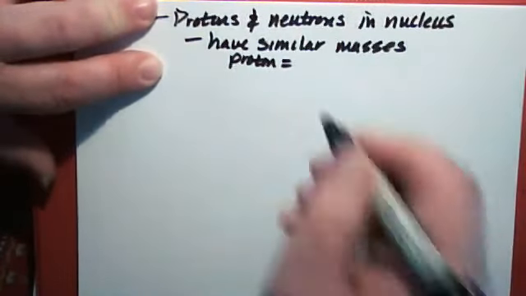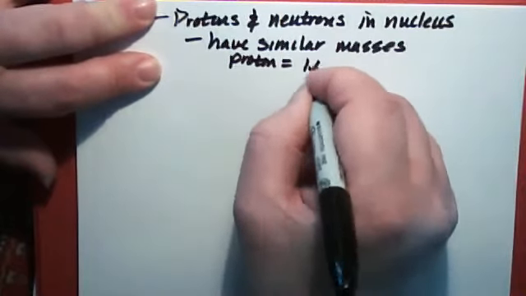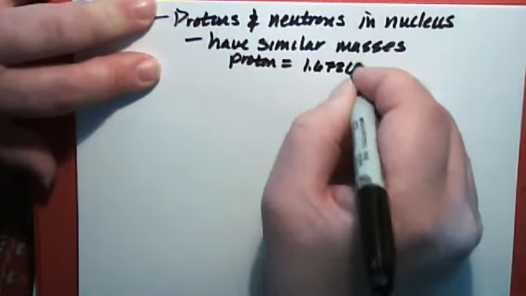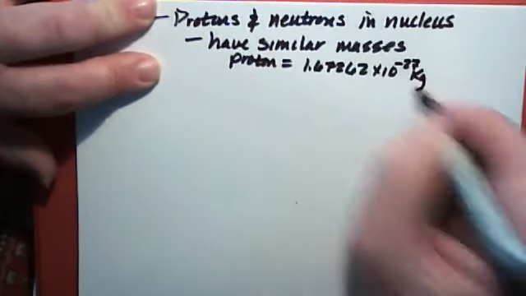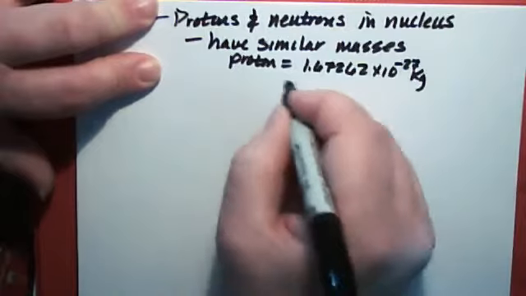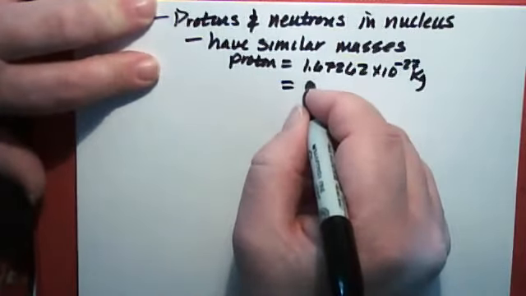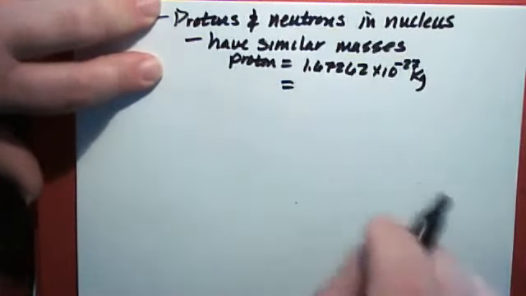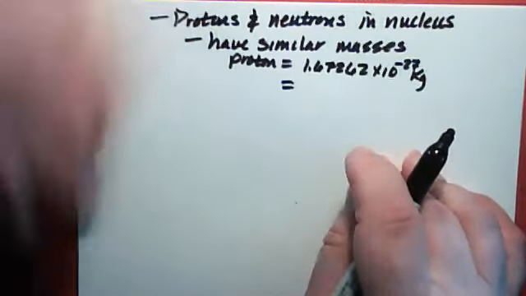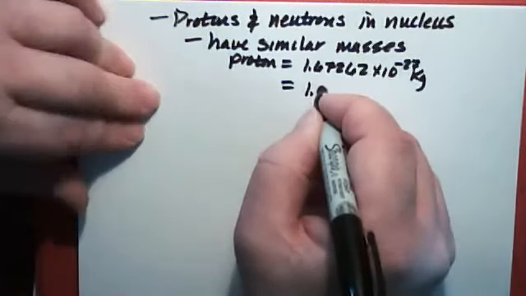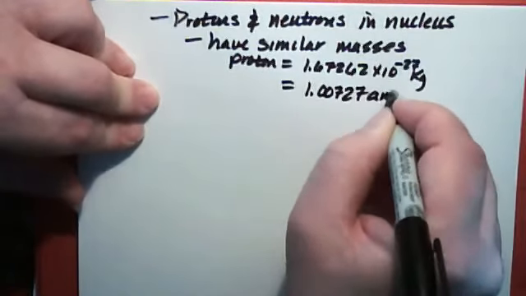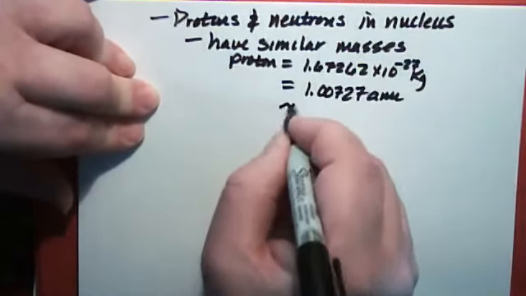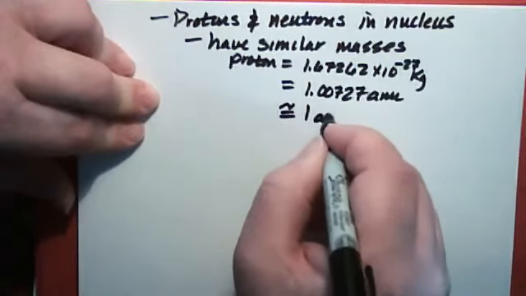The proton has a mass of 1.67262 times 10 to the minus 27 kilograms. And that's equal to, in terms of atomic mass units, about 1 atomic mass unit, but to be exact, it's 1.00727 AMU. But for most purposes, we call it 1.